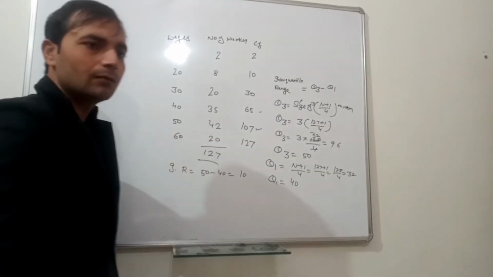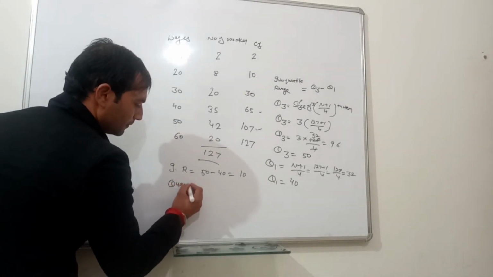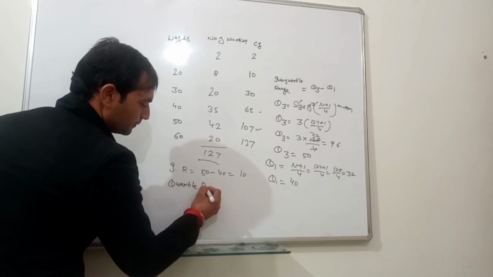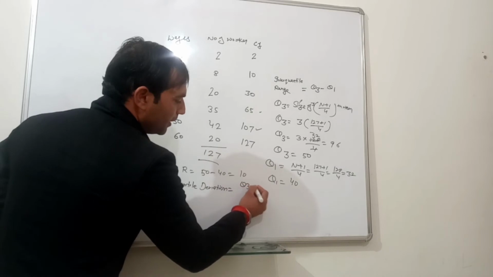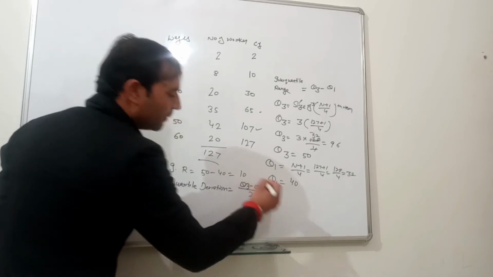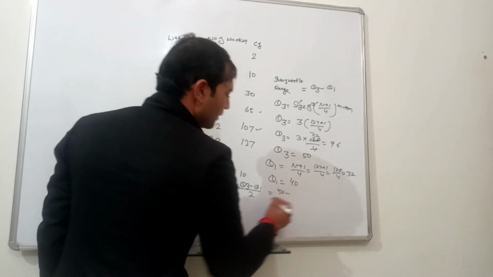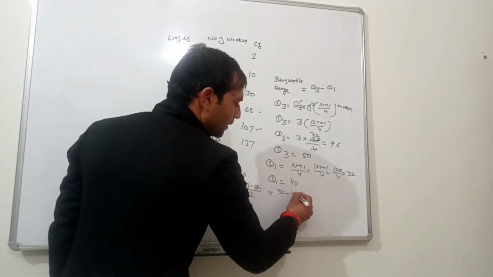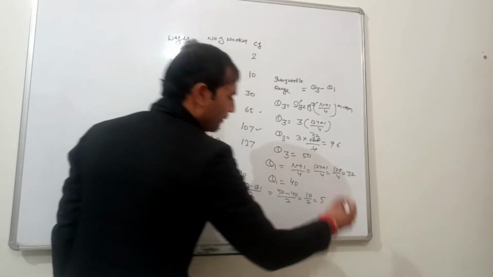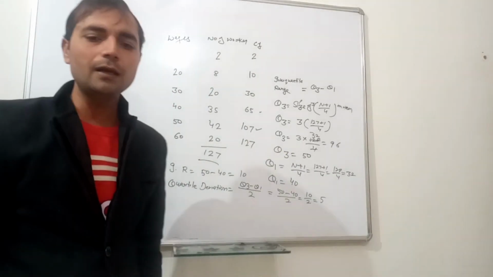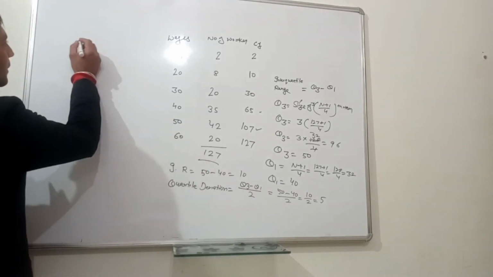After that we calculate quartile deviation. The formula is quartile 3 minus quartile 1 divided by 2. Here quartile 3 is equal to 50 minus quartile 1 is equal to 40, upon 2. 10 divided by 2 is equal to 5. This is the quartile deviation.